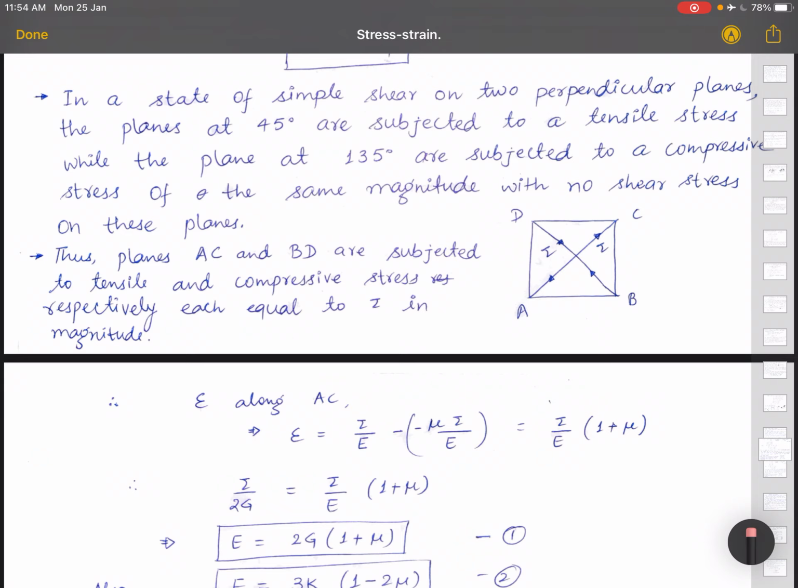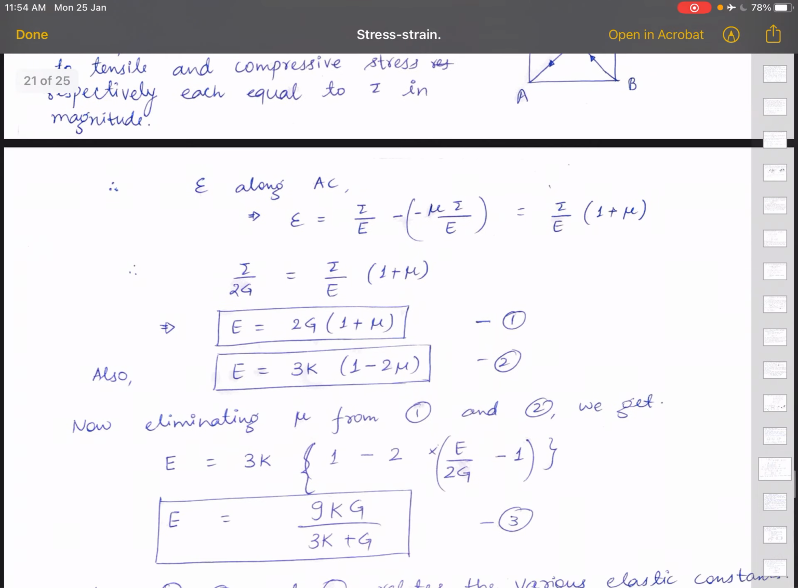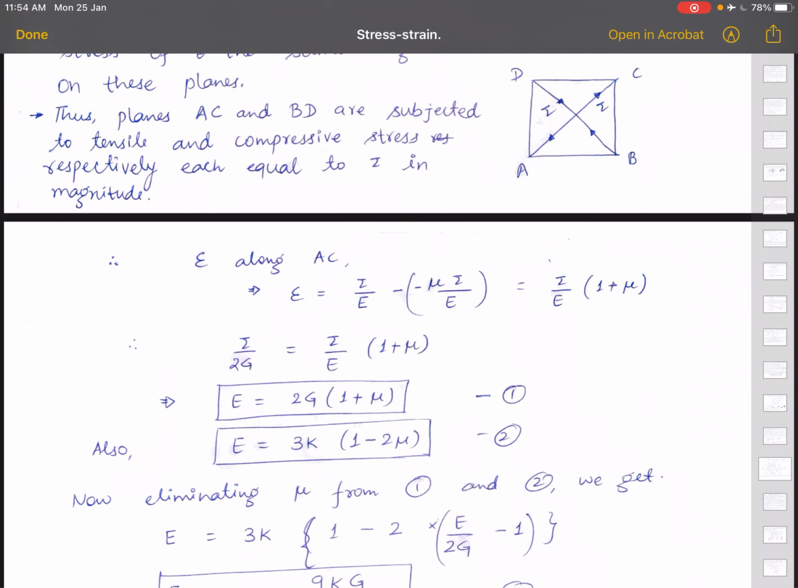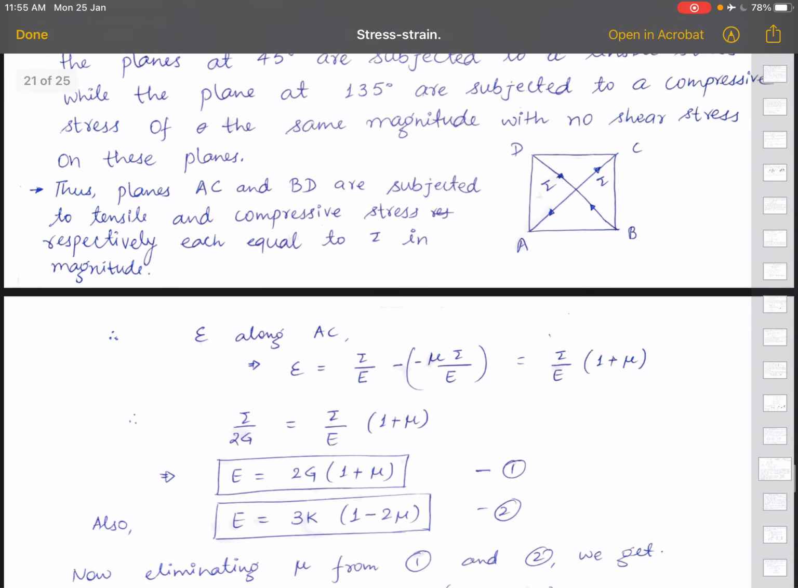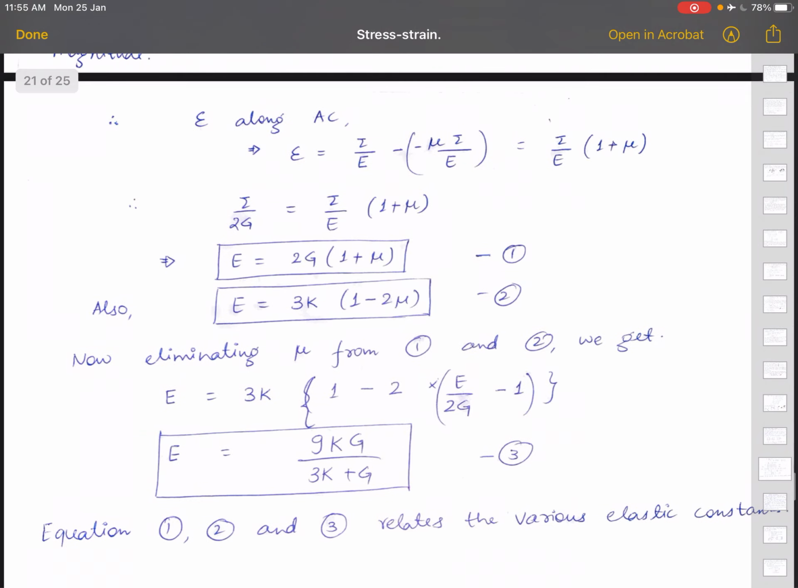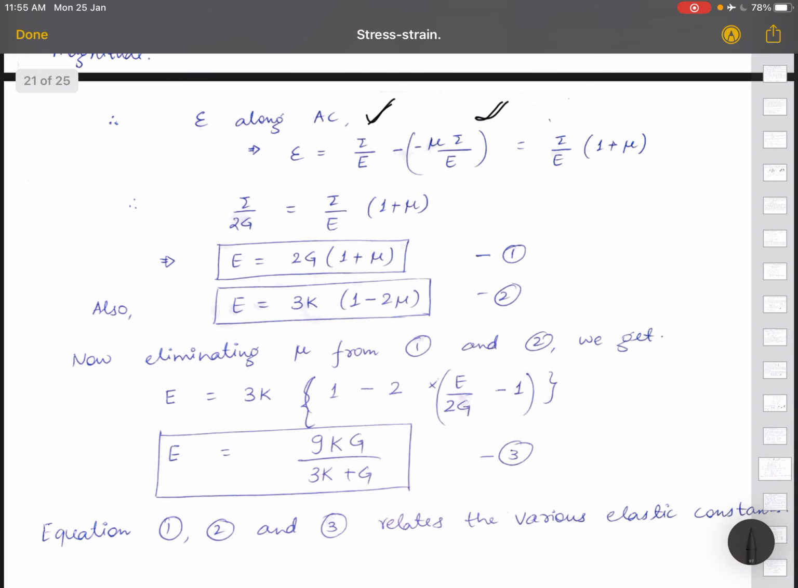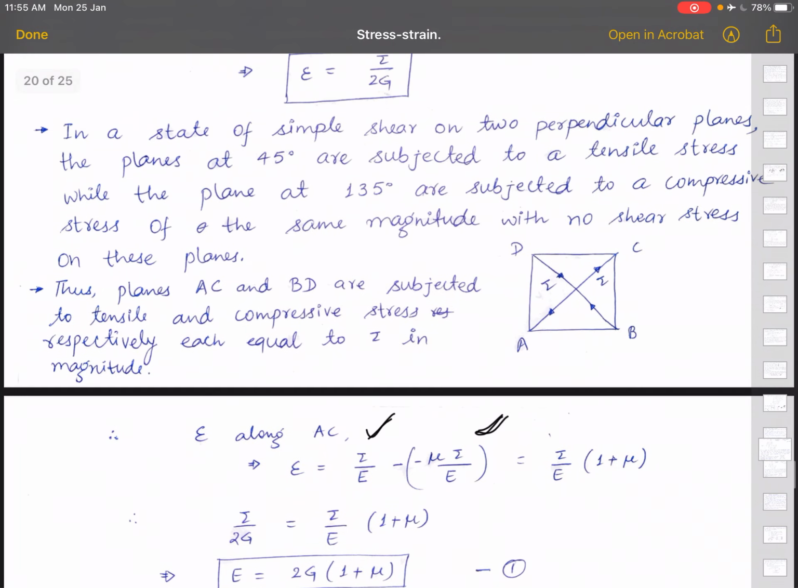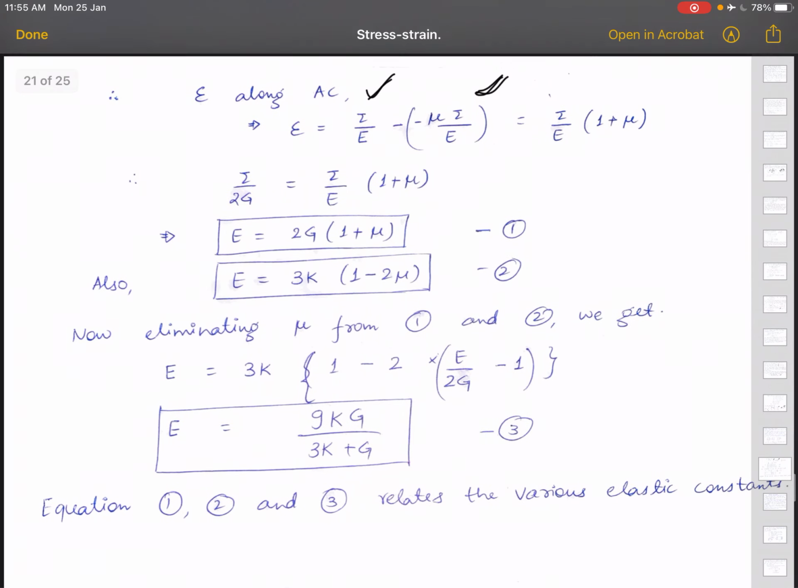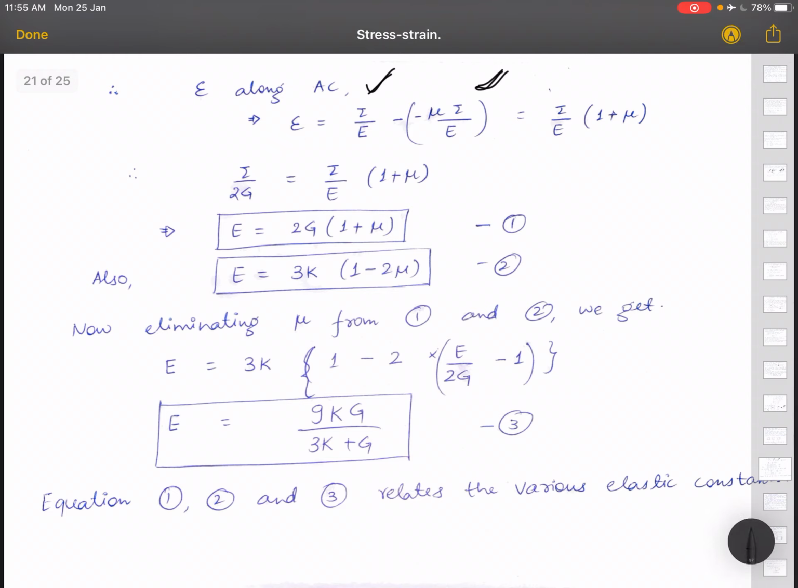Clear? So for this condition, we are now going to write the elongation or the strain along AC, because we have calculated it along AC only. So elongation will be how much? Tau by E minus mu times tau by E, because this is along AC and this is due to the compressive stress along BD. So here you will get epsilon as tau by E (1 plus mu), but this is equal to tau by 2G.